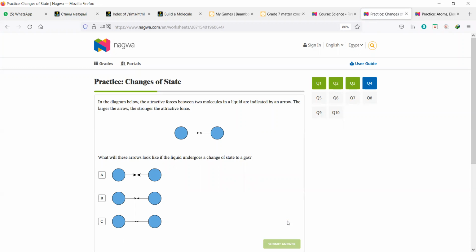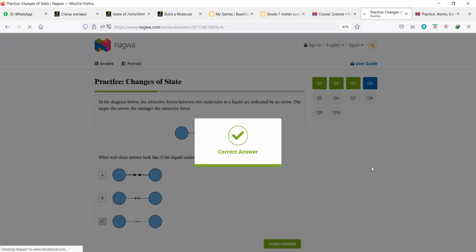Diagram: attractive forces between two molecules in a liquid, indicated by an arrow. The larger the arrow, the stronger the attractive force. Then they are asking if liquid undergoes a change of state to gas. So what will happen to the attraction force? C. Very good.